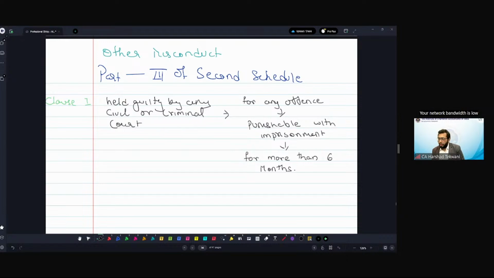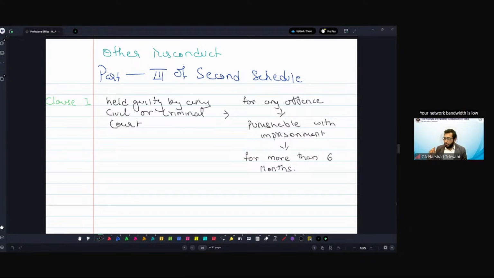Okay. And what was the other information given in the particular question? The other information was that he is a chartered accountant in practice. He wanted to take classes for registered valuer of machinery, and along with that he wants to give valuation services of valuating machinery.